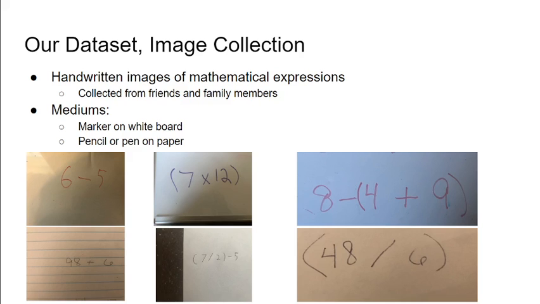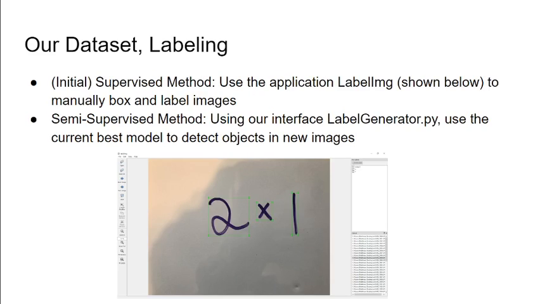So, our dataset. These are handwritten images of mathematical expressions that we collected from friends and family, and we put these on the mediums of marker on whiteboard and pencil or pen on paper. To label our dataset, we use the application LabelImg, where you can load a directory of images and then draw bounding boxes around each symbol within an image, and then label each bounding box as to what symbol it contains, as shown below.